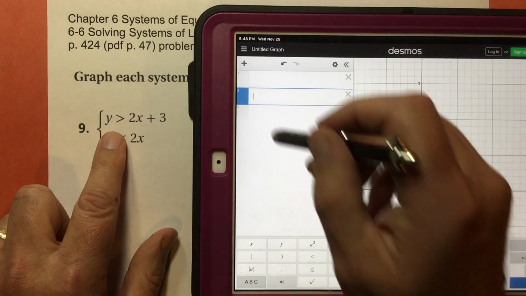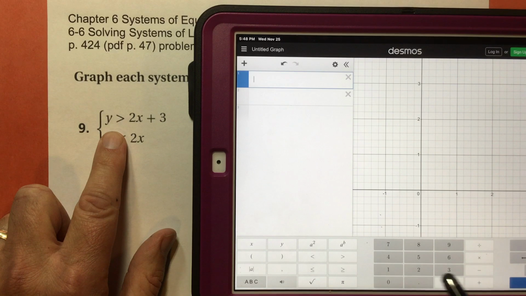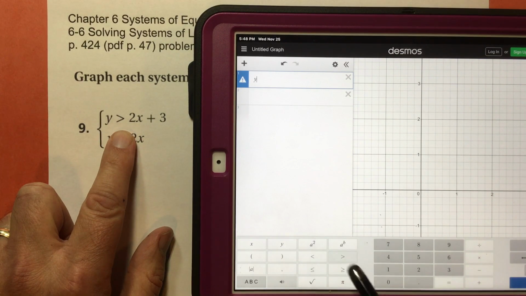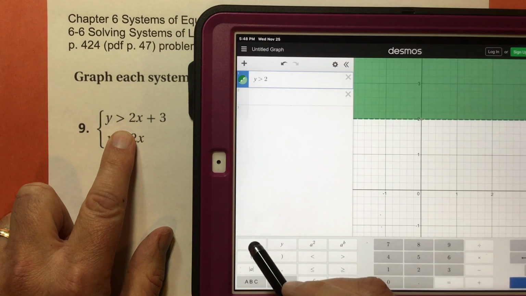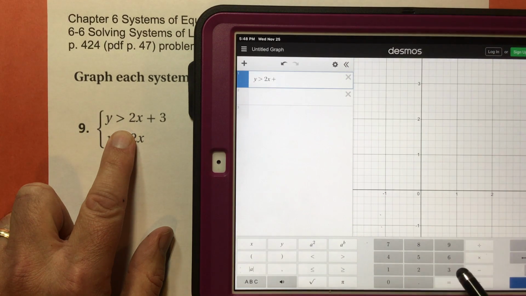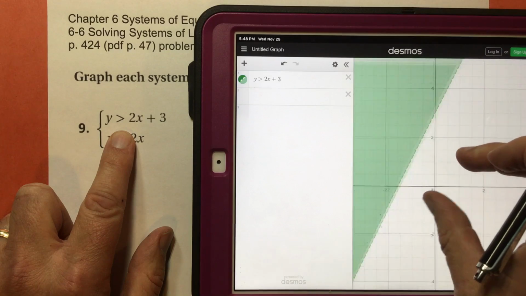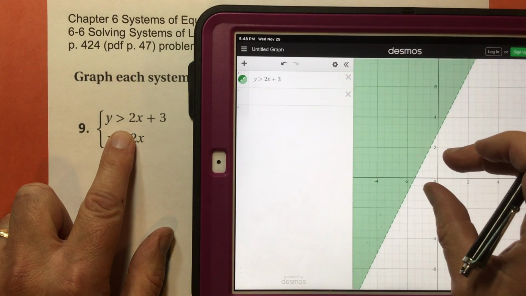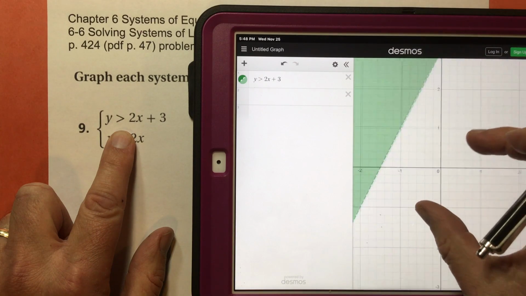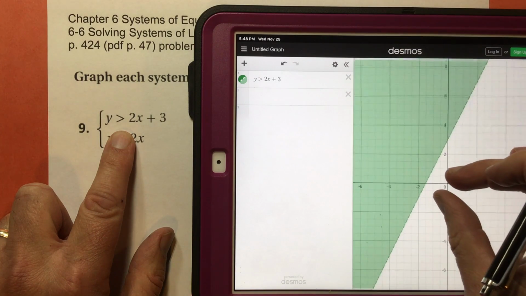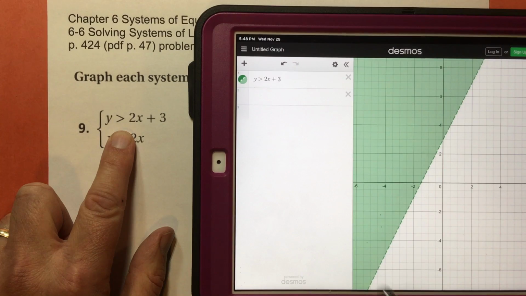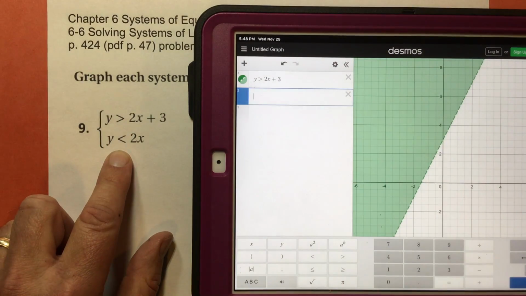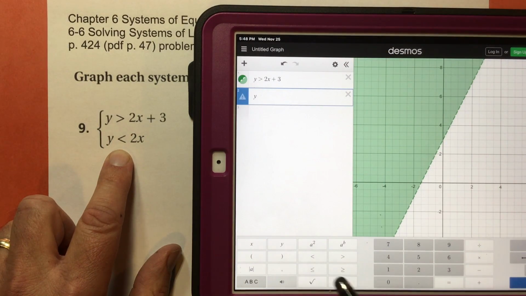I have y is greater than 2x plus 3. And this is the cool thing about Desmos. I can't do it with the paper ones. I can move it away to zoom in or pinch it to zoom out. For the other one, I have y is less than 2x.